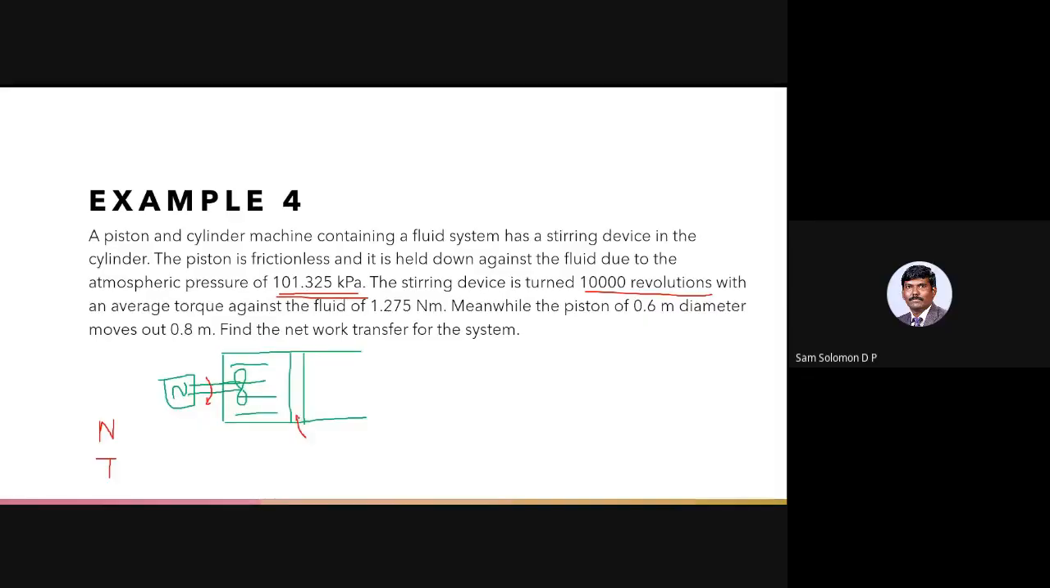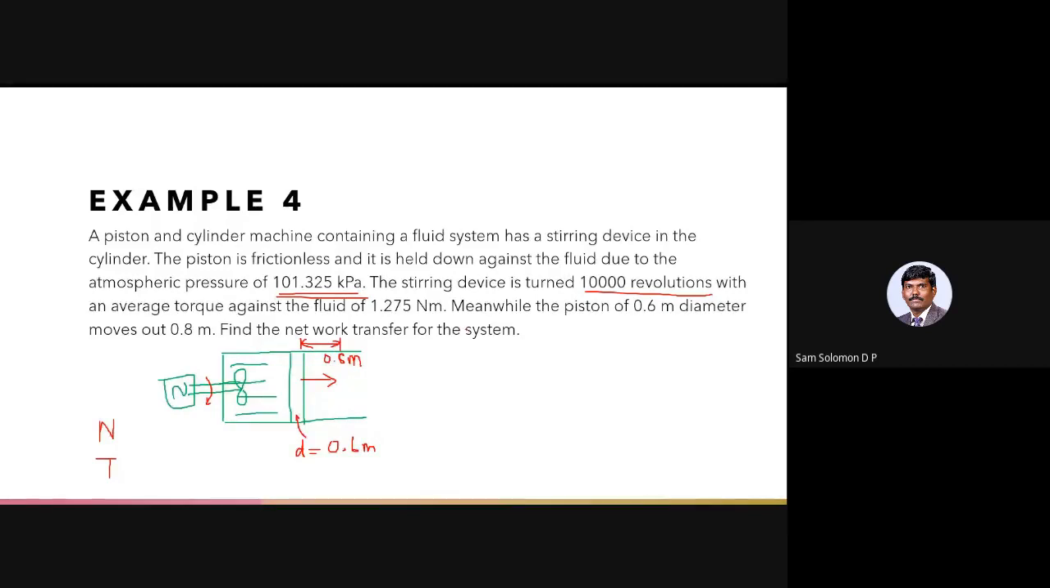They are giving the diameter, which means we can use this to find the area of the piston. Area of the piston is pi by 4 d squared. So they have given you the diameter of the piston, and then they are saying it moves out. The piston is going to move in this direction, from here to here maybe, and that distance is given as 0.8 meter. Now they are asking us to find the net work transfer.